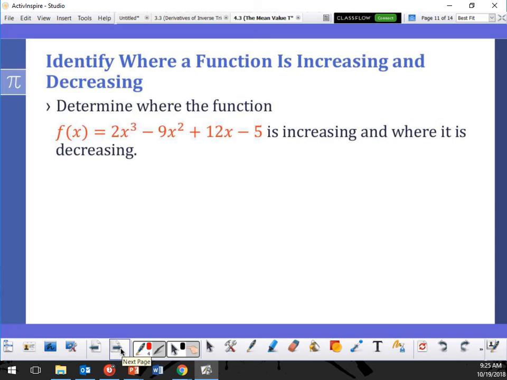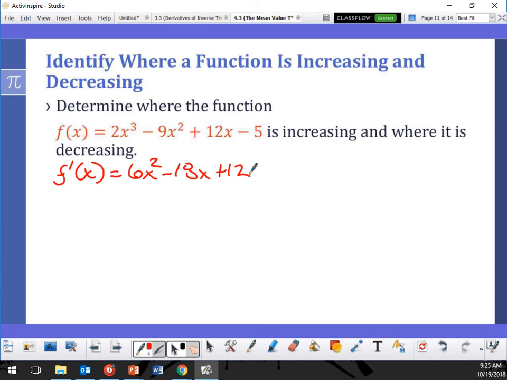Okay. Determine where the function is increasing and where it is decreasing. So, first thing, let's go ahead and take the derivative of that. So f prime of x is going to give you what? 6x squared minus 18x plus 12. Okay? Now, what else do I have to do to figure out where it's increasing and decreasing?